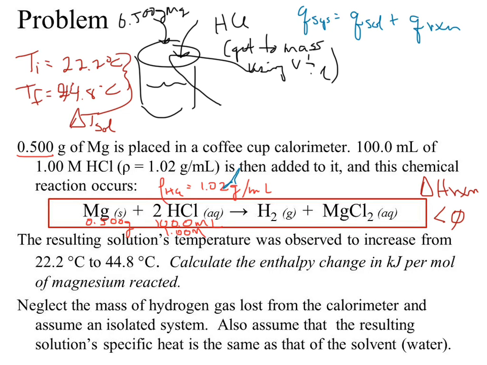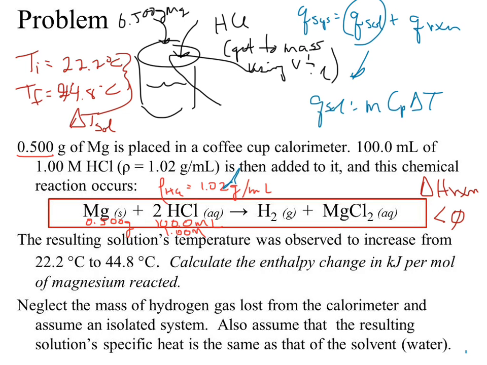Okay? So just to remind you how we're going to work this problem, the Q of the solution, we are going to work using m C sub p delta T of the solution. So do you see with regard to the change in thermal energy of the solution, we have the mass of the solution. Basically, we have the mass of the magnesium, we have the volume and the density of the HCl. So we have the mass of the solution.